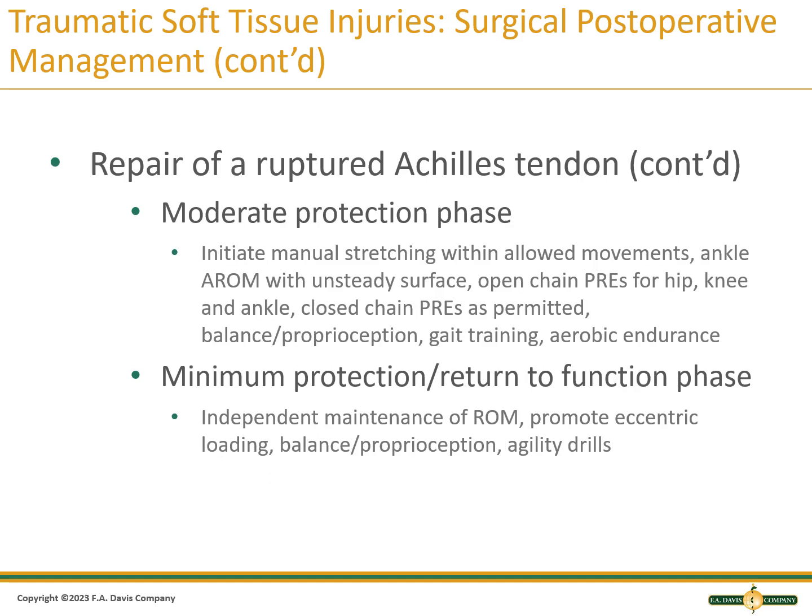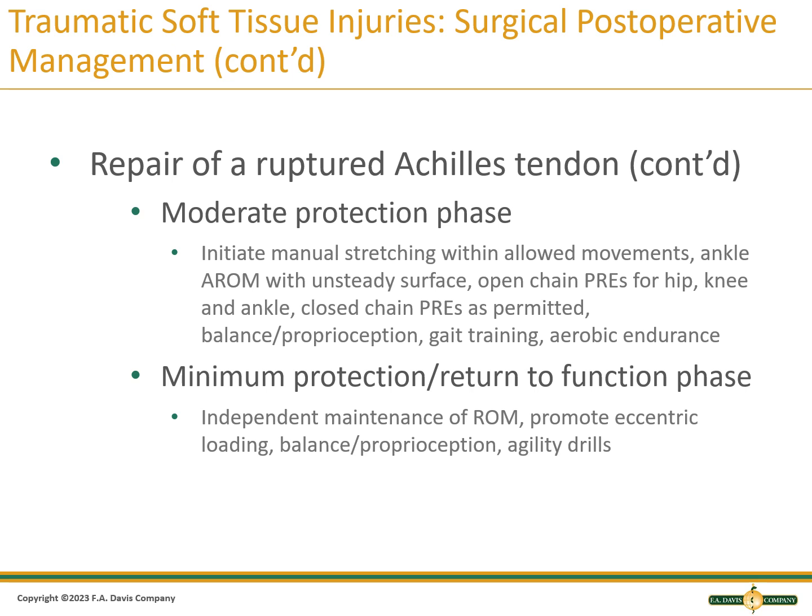During our moderate protection phase, when we don't have to be as protective of our tissues, we will initiate manual stretching, again, looking at our protocol to make sure that we're staying within the allowed movements and ranges of those movements. We'll do ankle active range of motion with unsteady surfaces, things like our BAPS board or a wobble board, having the patient try to control that unsteady surface so that we can promote more closed chain positions. It's still an open chain movement because it's the distal segment moving, but it's preparing the foot for those closed chain activities and the coordination required in those closed chain situations.